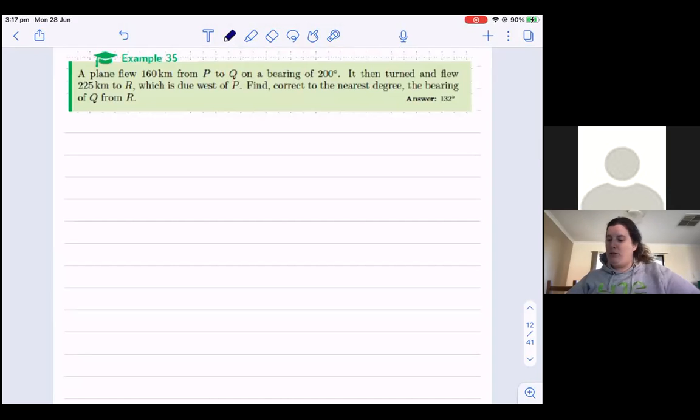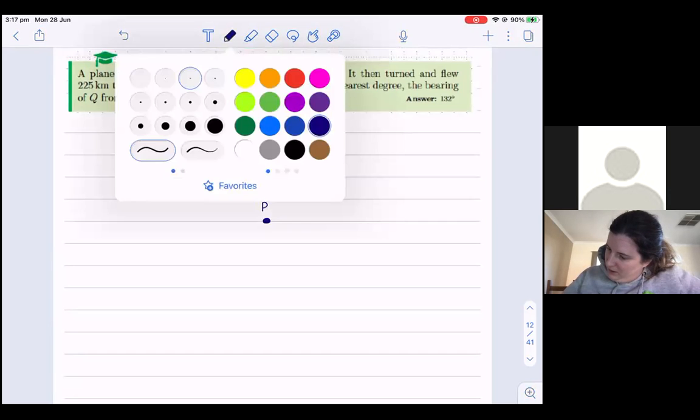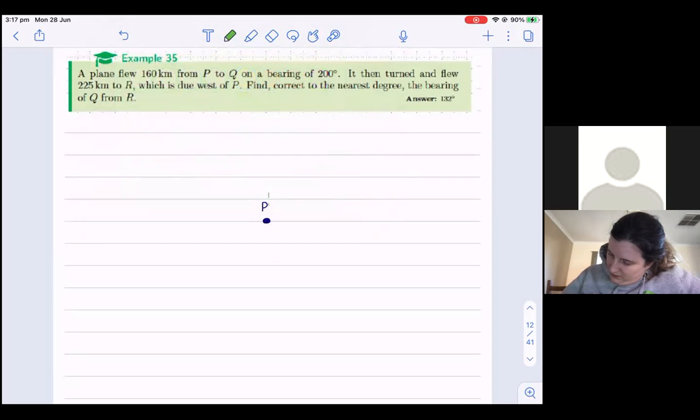Okay, we want to draw a diagram for questions like this. So I always just start in the middle because I honestly don't know if I'm going left, right, up, down. So this is P. It's flown from P to Q. It's going to help us if we do a little rosette. So if it's going 200 degrees, that's 90, 180, 200's down this way. And that's 160. And this is Q.